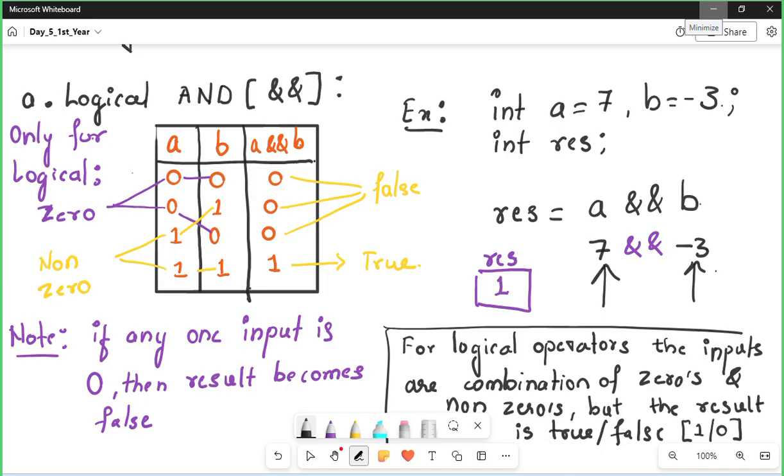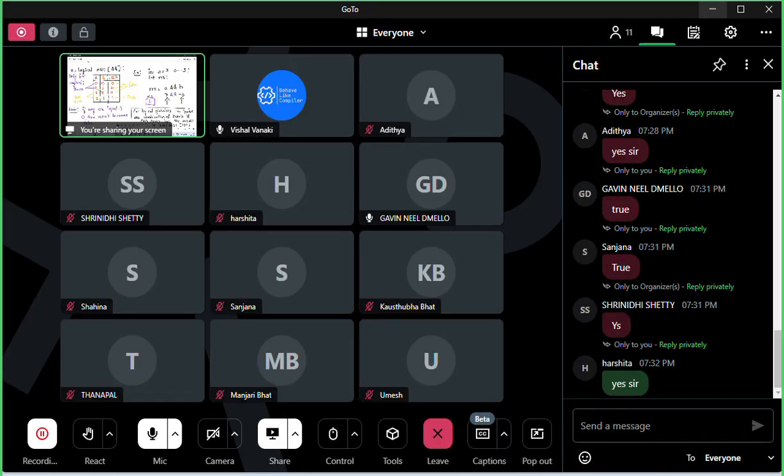The same rule applies for the logical or operator and the logical not operator as well. Are you understanding this part?